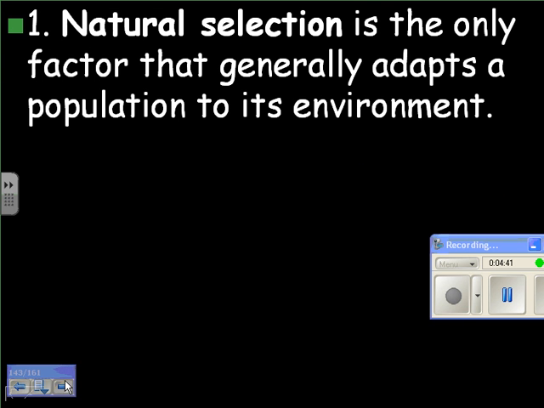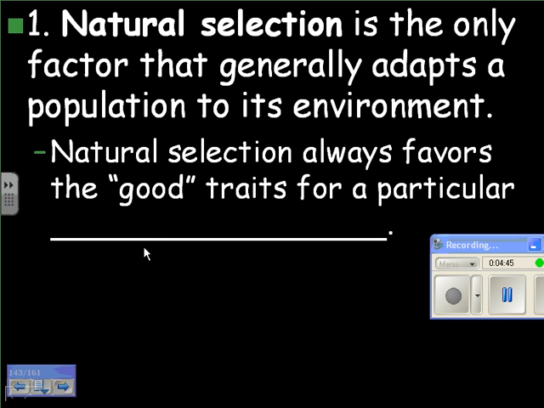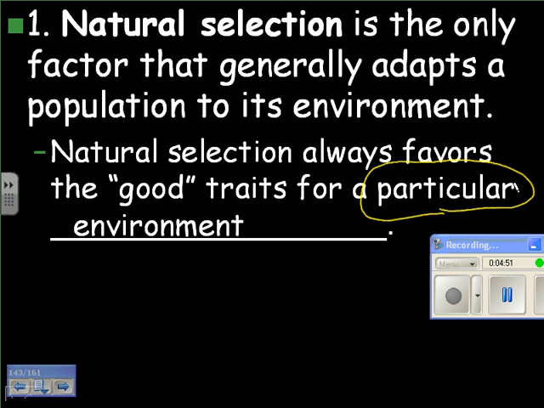Natural selection is the only factor that generally adapts a population to its environment. So natural selection always favors the good traits for a particular environment. And this is really key. It's important that you think about it for a particular environment. There are some alleles that are better in some environments and some alleles that are better in other environments.